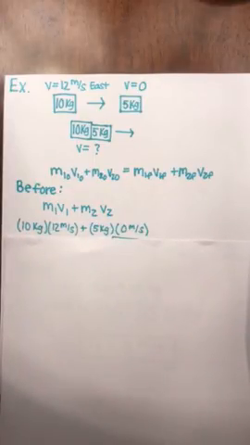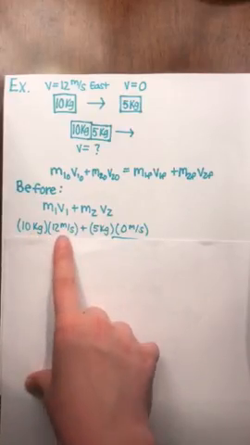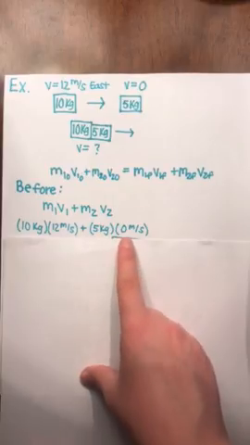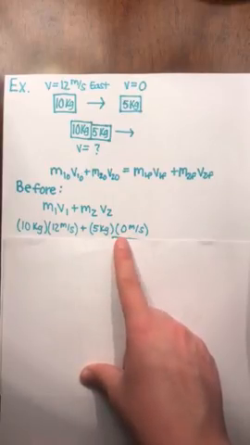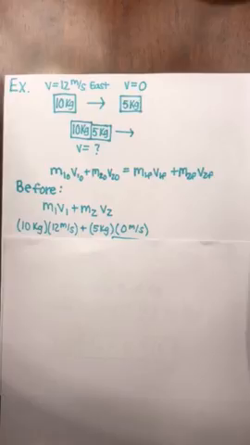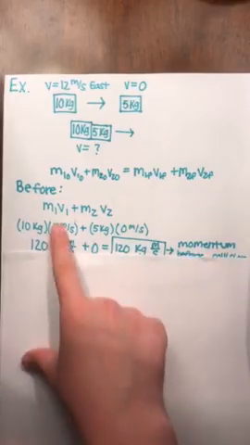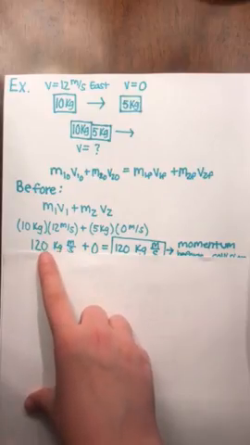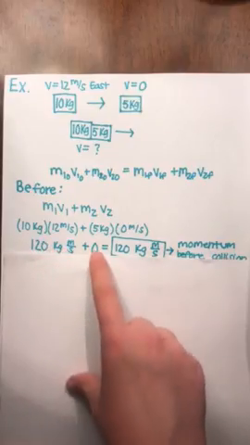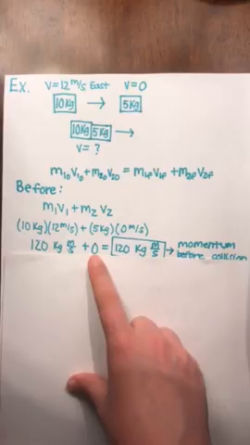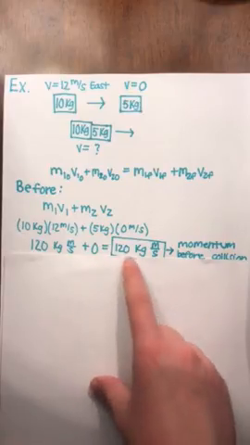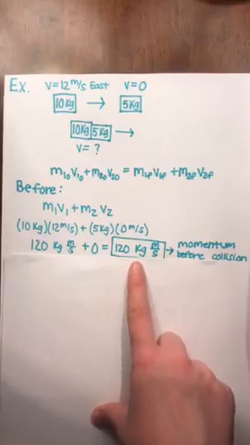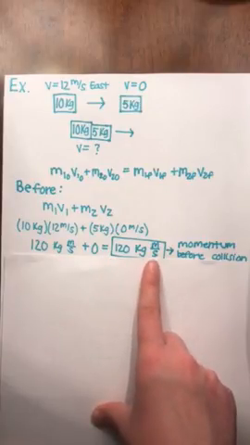So just plugging in numbers, we plug in 10 kilograms and it's moving at 12 meters per second, and we're going to be adding that to the 5 kilogram mass, and it's at rest, so it's moving 0 meters per second. So we multiply 10 times 12, we get 120 kilograms times meters per second as the momentum for the first mass, and then we just get 0 for the momentum of the second mass because it's not moving. So we know that the total momentum before the collision is equal to 120 kilograms times meters per second.